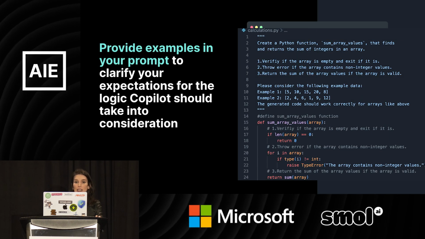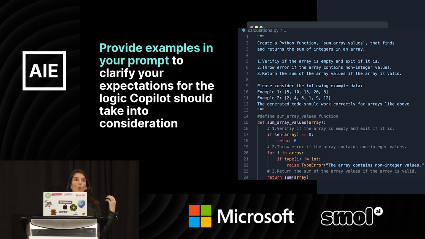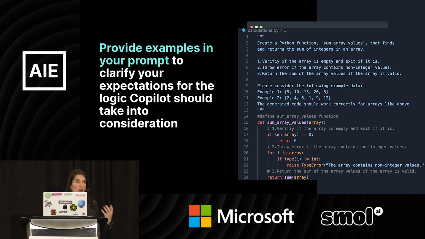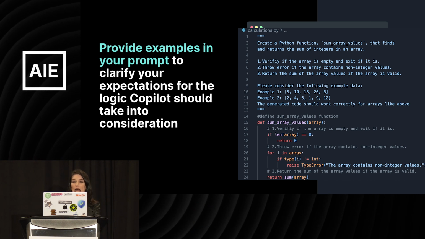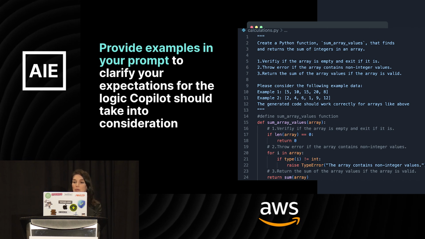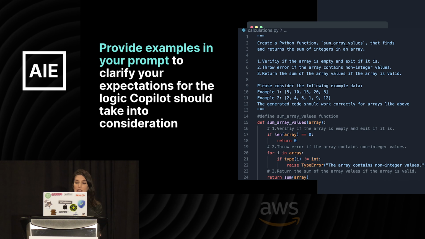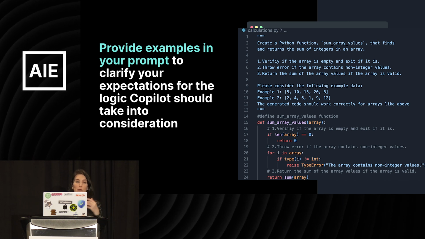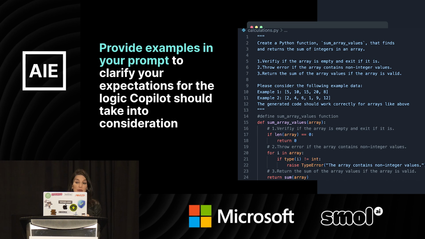Another best practice is providing examples in your prompt to clarify what you want Copilot to do and what you want it to take into consideration. So inside that prompt, you can put some sample code and say, hey, consider this example data. I want it to work correctly for things like this. That's something that the AI can understand very, very well.